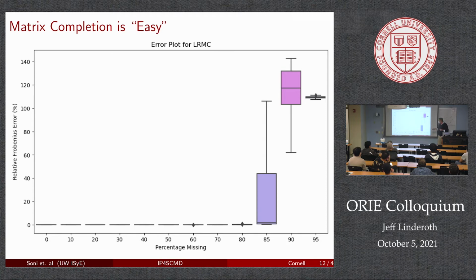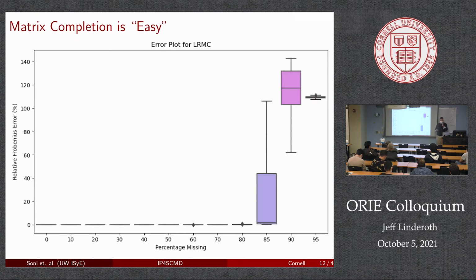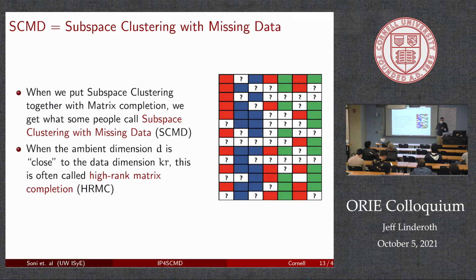But then quickly, at a certain point, and this is characteristic of these problems, there's a threshold beyond which, even from an information theoretic point of view, you just don't have enough to do anything reasonable to recover the matrix. But it was amazing that you can remove this much of the data and still recover the matrix perfectly.